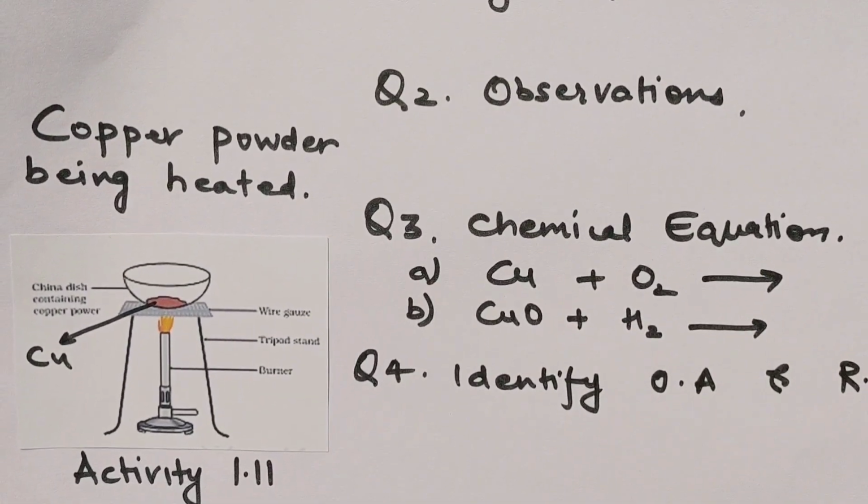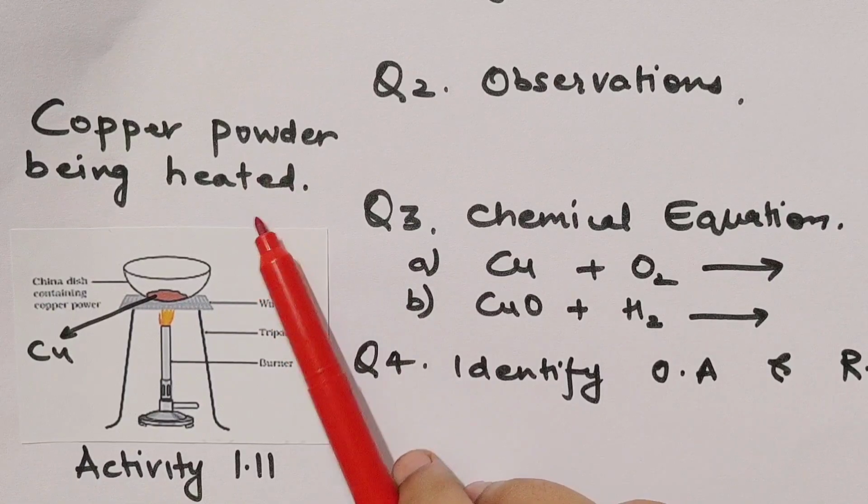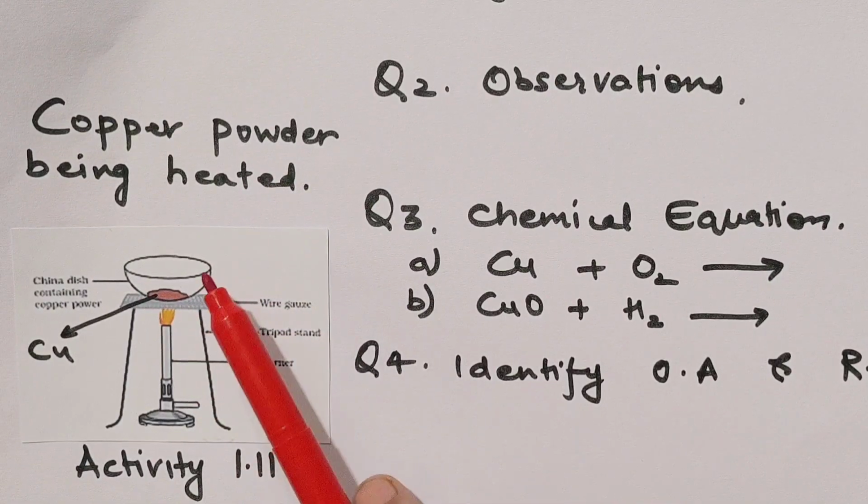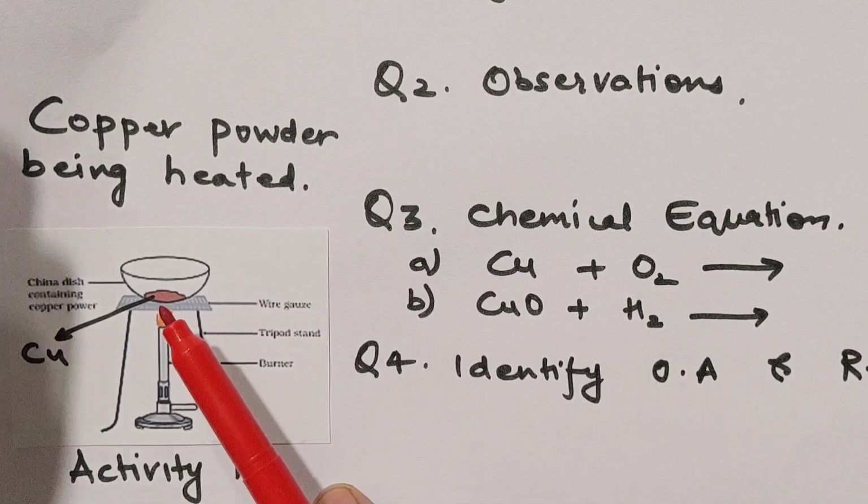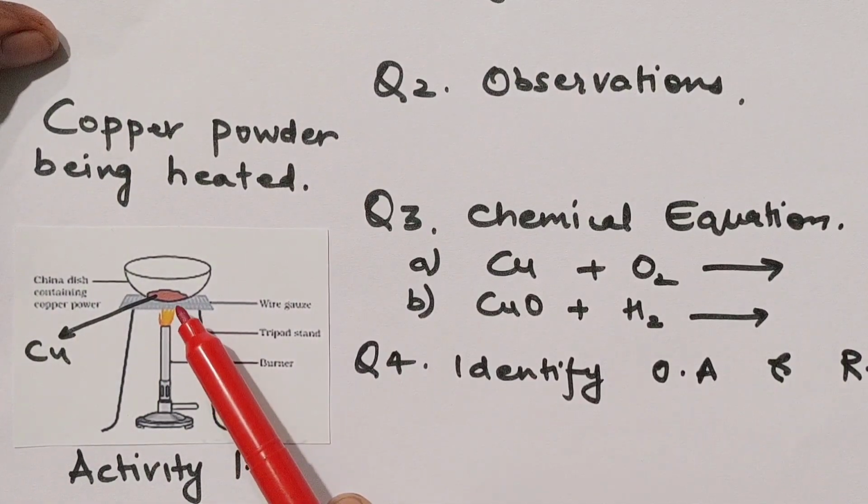We have copper powder being heated in a china dish. Copper, as we know, is a brown colored metal, so copper powder would also be brown.